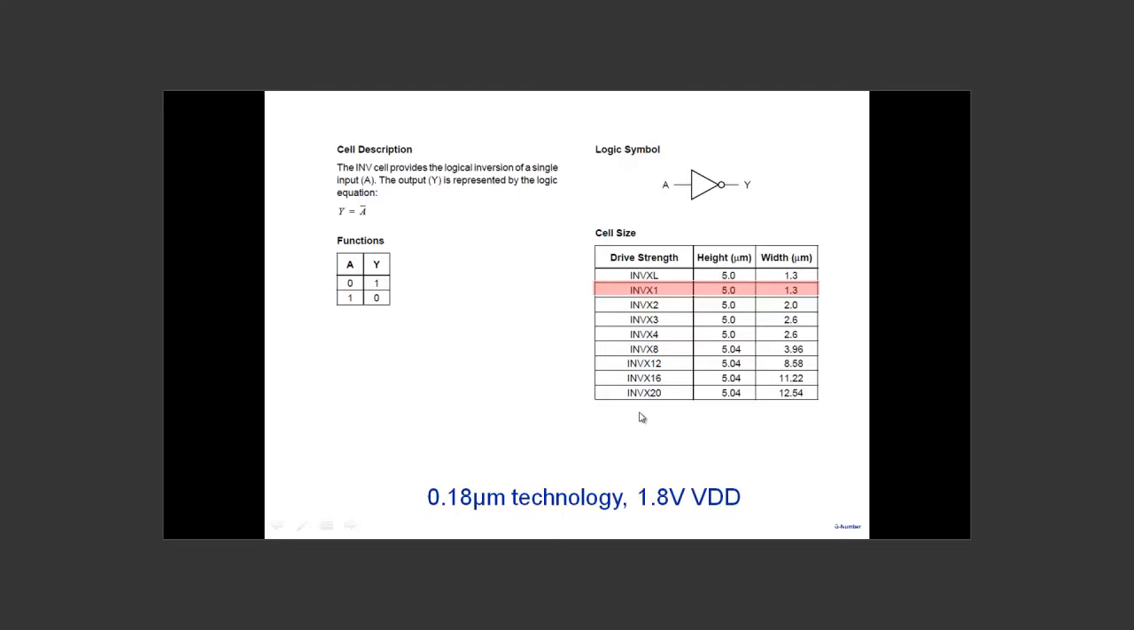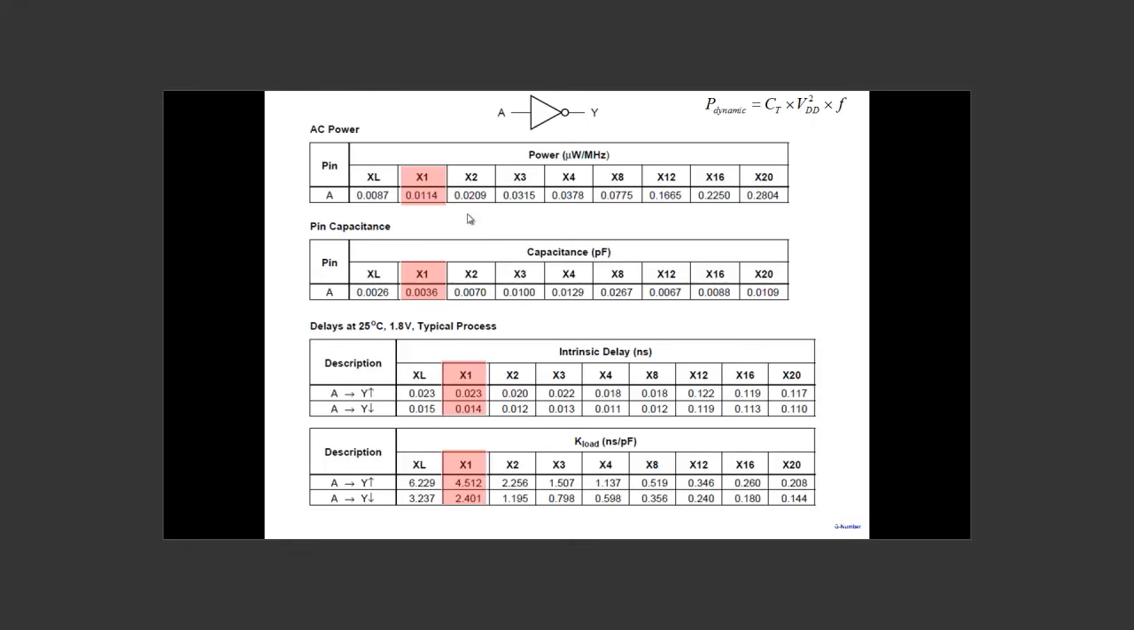Now, what are the parameters of the inverter? They are here. Take some time to look at the parameters. I've highlighted the 1x inverter. See if all the parameters that you see here make sense to you. Ignore the first one for a moment. Look at these ones here.